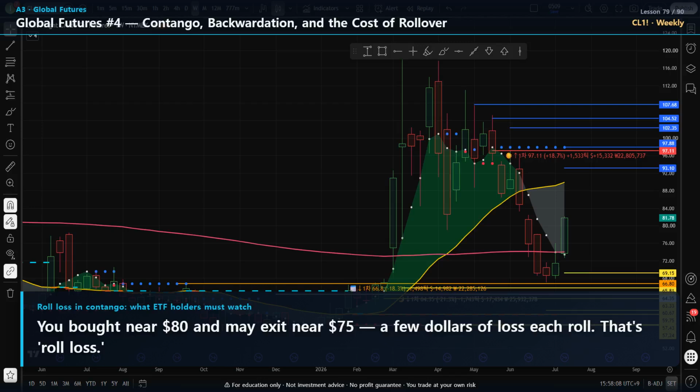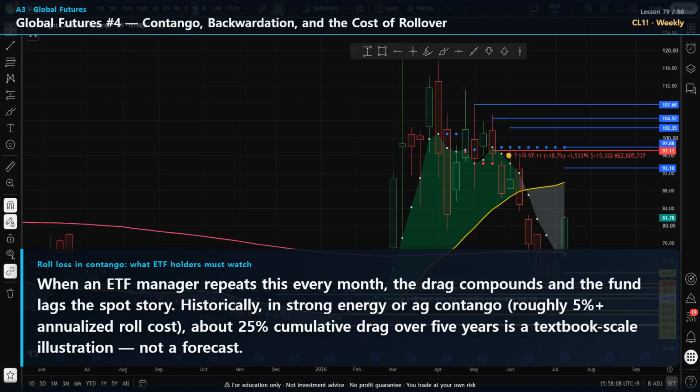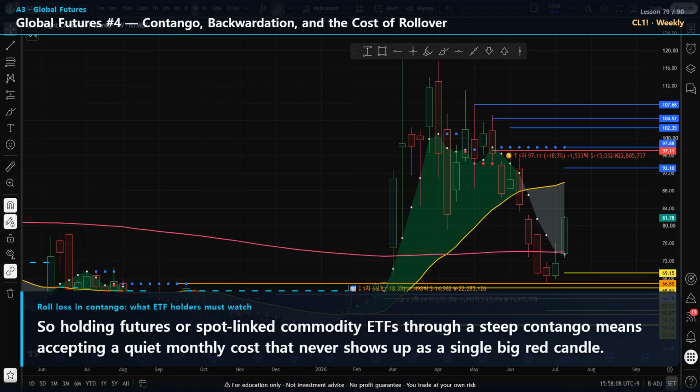That's roll loss. When an ETF manager repeats this every month, the drag compounds and the fund lags the spot story. Historically, in strong energy or ag contango, roughly 5% plus annualized roll cost, about 25% cumulative drag over 5 years, is a textbook scale illustration, not a forecast. So holding futures or spot-linked commodities through a steep contango means accepting a quiet monthly cost that never shows up as a single big red candle.